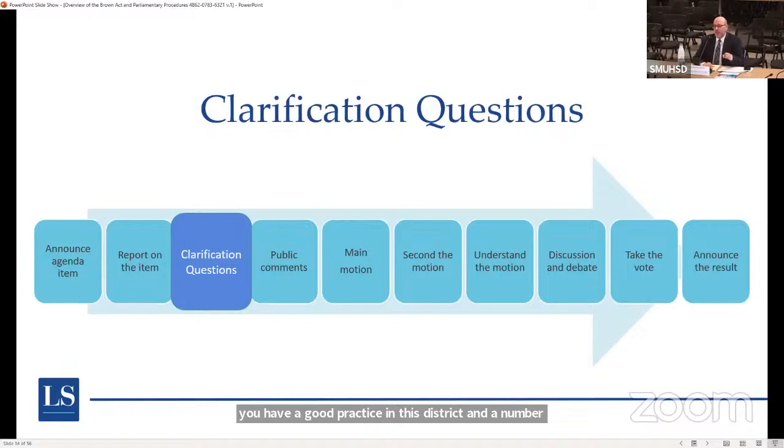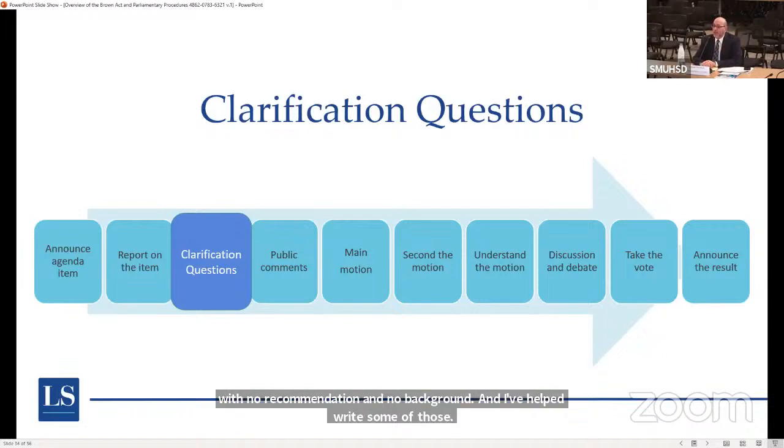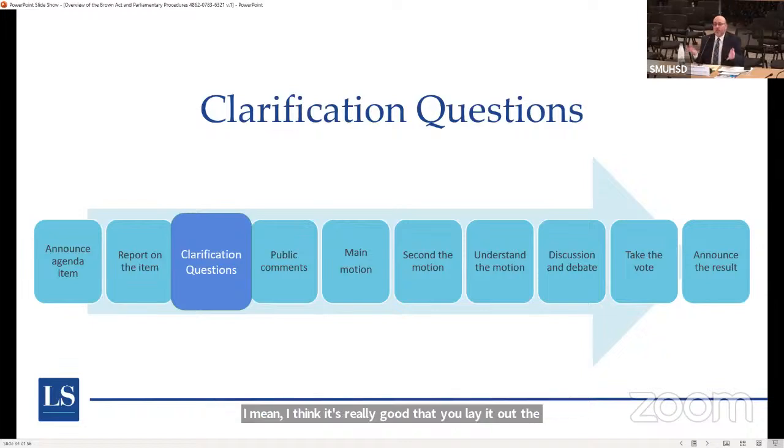It's not just a one sentence statement of what it is with no recommendation and no background. And I've helped write some of those. I think it's really good that you lay it out the way that you do. So now you have your recommendation.